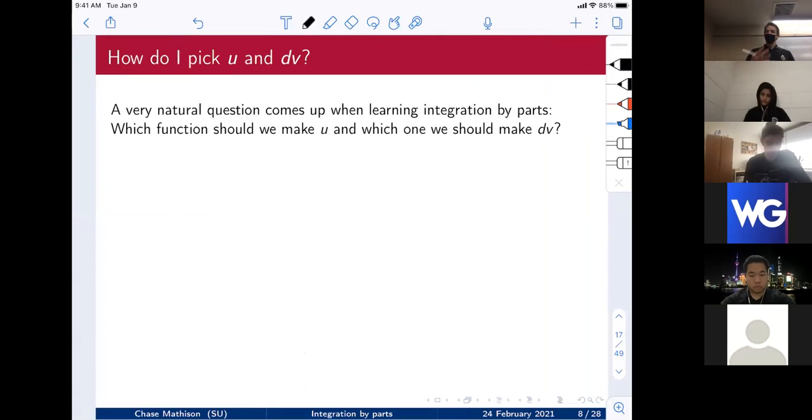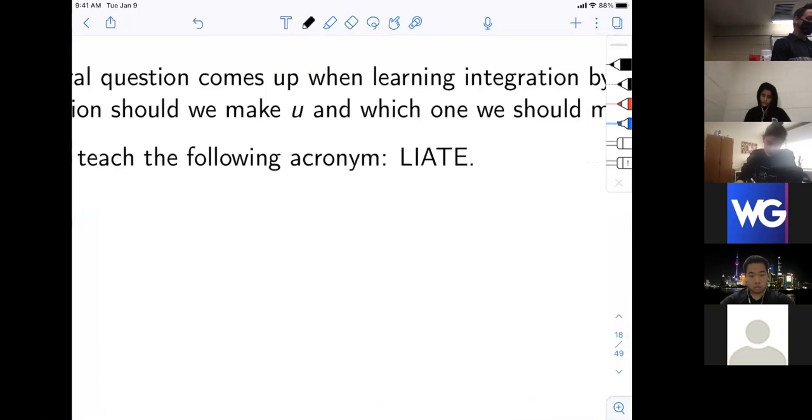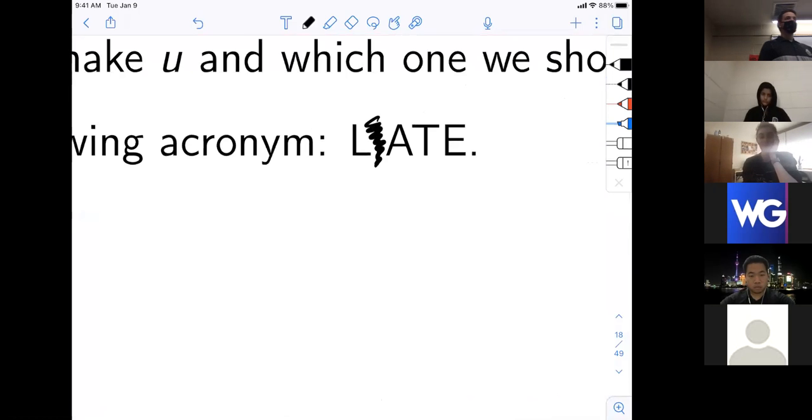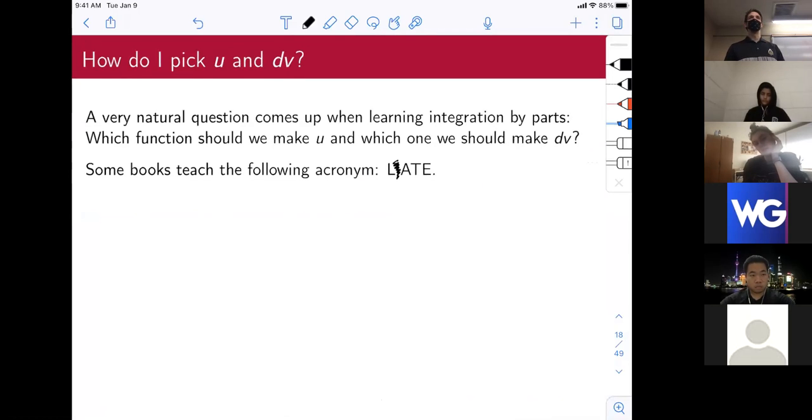But first, a very natural question that arises is, how do I pick u and how do I pick dv? Most books teach you the following acronym: LIATE. You look at an integral that uses integration by parts and you scream LIATE at it. Or some other books leave out the I. I'm going to tell you what the I means in a minute, but some books just teach the acronym LATE.